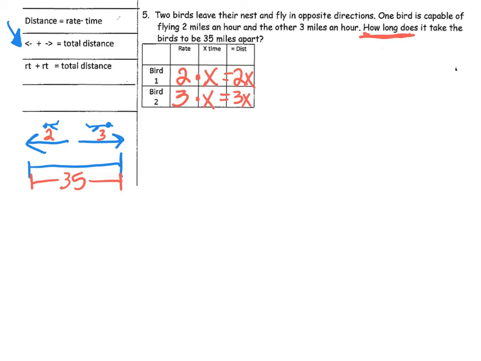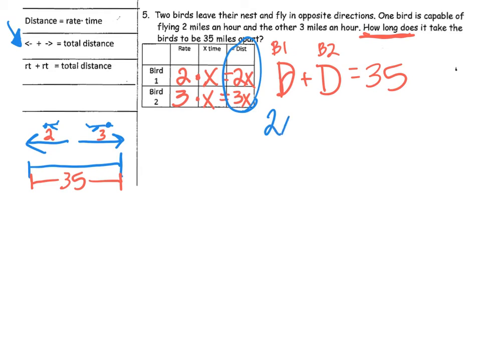The rate and time of bird 1, let's just call it the distance of bird 1, B1, plus the distance of bird 2 equals 35 miles apart. The distance of bird 1, I wrote it right here, in blue, circled. Bird 1 is 2X. Bird 2 is 3X. And I want to know when their distances will be 35 apart.